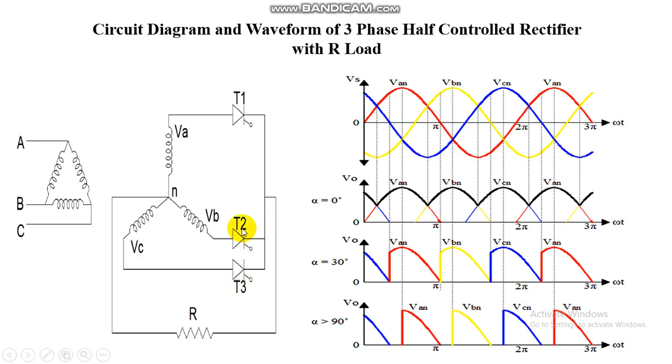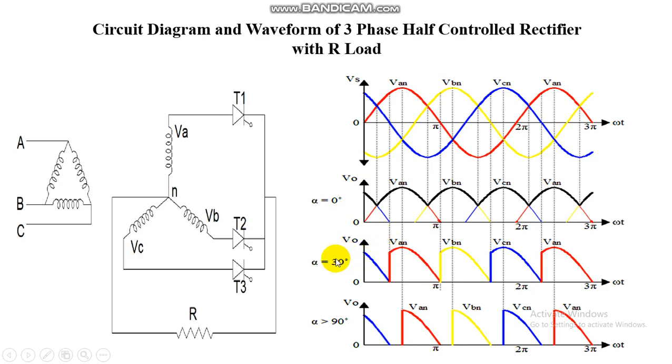There exist two paths, but what happened here? T2 is not triggered and T3 is not triggered. They are acting as open circuits. Thereby the entire current flows to the load side, and due to that, we are getting output voltage. We can see the red one, and this is the blue one, and the yellow phase is not giving output.